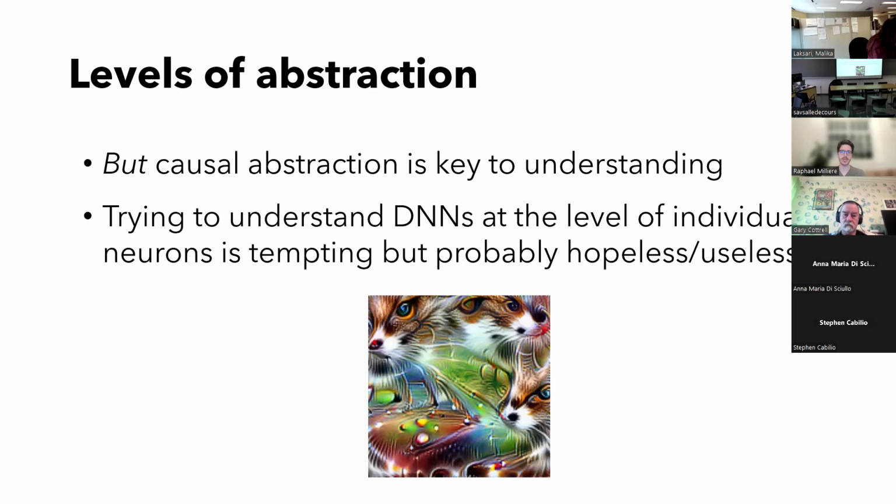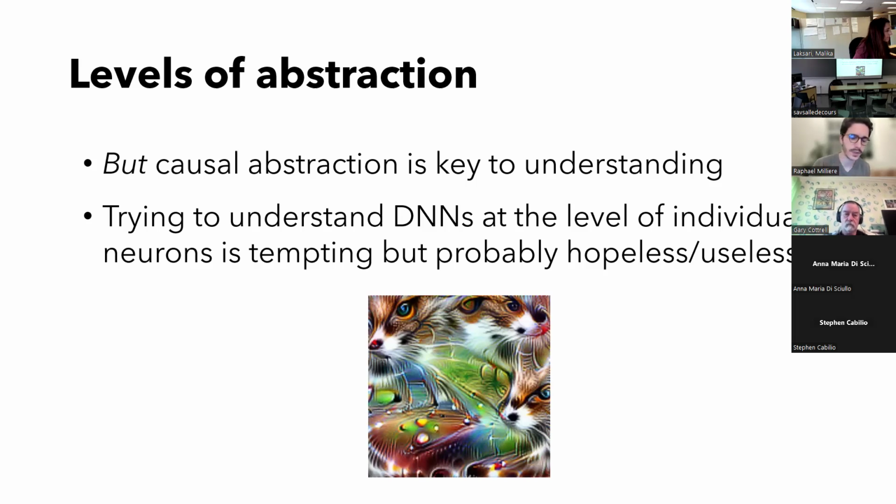Trying to understand deep neural networks at the level of individual neurons is tempting, and a lot of mechanistic interpretability researchers are moving in that direction. But I think that's, to put it harshly, probably hopeless or useless, because the value of the explanation we end up with is that abstraction.